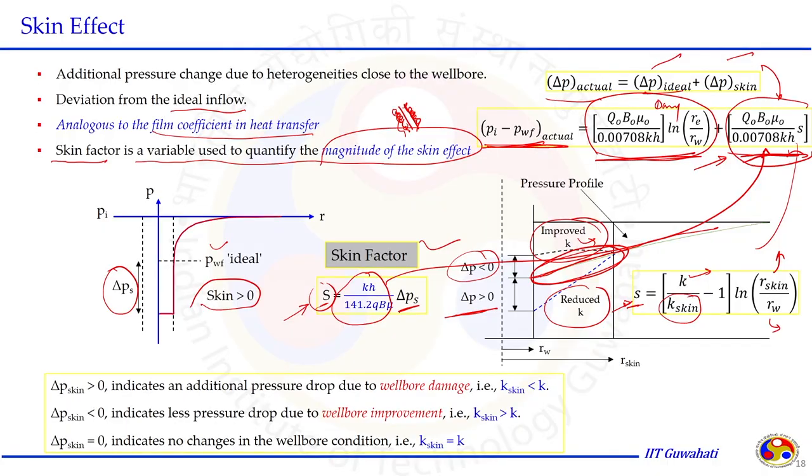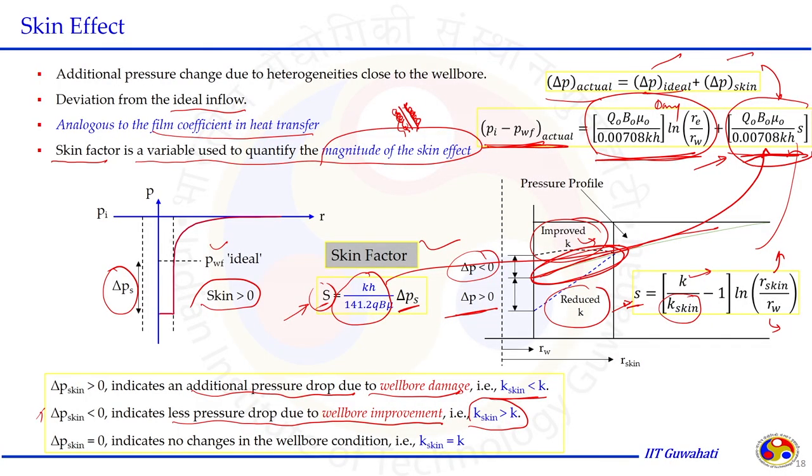If delta P skin is greater than 0, it indicates an additional pressure drop is happening due to wellbore damage, and then K skin will be lesser than K. Second condition, when the pressure drop is lesser than 0, it means less pressure drop due to wellbore improvement. By any means, we stimulated the condition near the wellbore, and in that case the permeability is more than the permeability away from the well, and the fluid passes very easily near the wellbore region compared to away from the wellbore region.